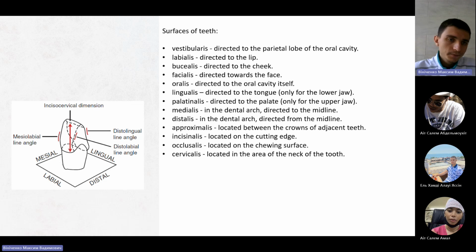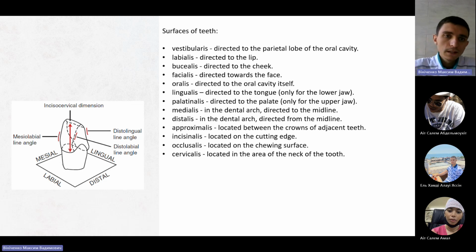Surfaces of teeth. Vestibularis is directed to the vestibule of the oral cavity. Labialis, directed to the lip. Buccalis, directed to the cheek. Facialis, directed towards the face. Oralis, directed to the oral cavity itself. Lingualis, directed to the tongue, only for the lower jaw.